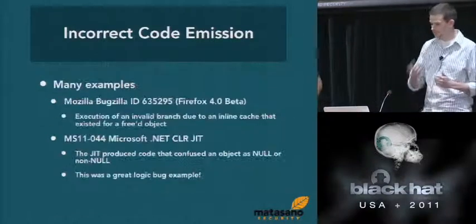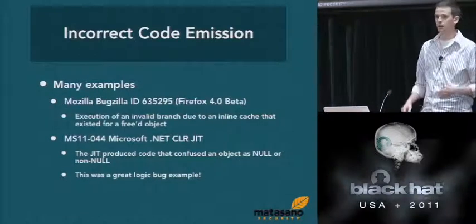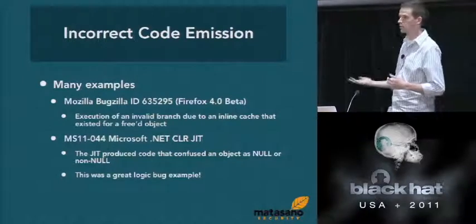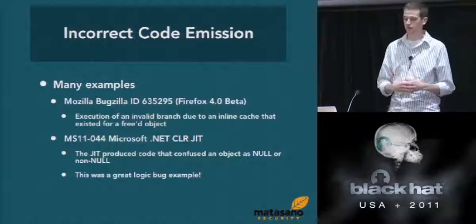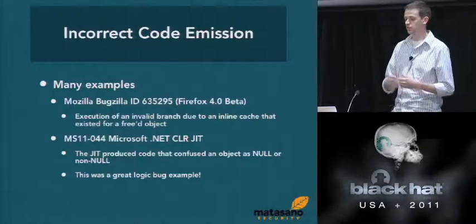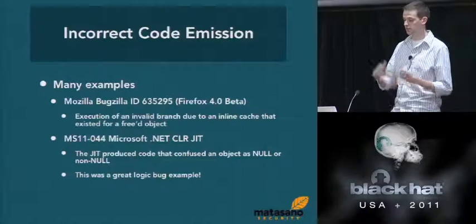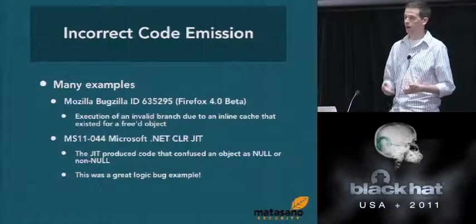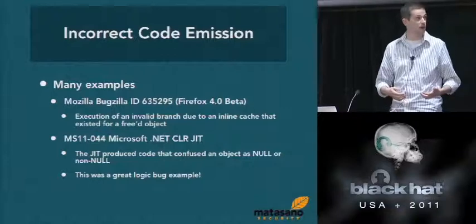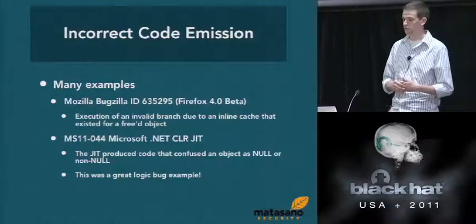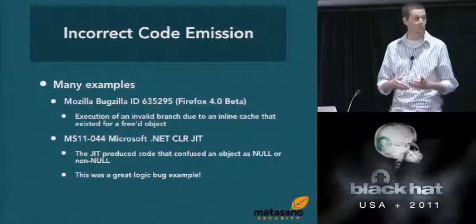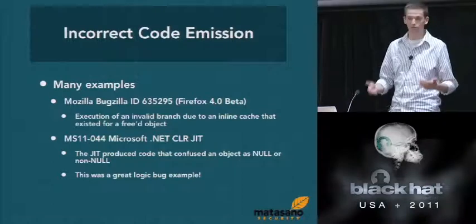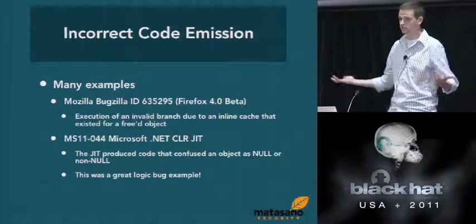Another example: in the beta version of Firefox 4.0 from earlier this year, someone reported a bug where they were surfing Gmail and the JavaScript in Gmail crashed their browser. I looked into the bug case and saw what was really happening. Basically, there was an inline cache still in place, still native code in place for operating on an object that had already been garbage collected. That's a classic use after free situation, except the JIT emitted x86 that jumped into a random spot in memory. That's awful. If you can get code at where it jumped to in memory, then you can control the flow of execution.